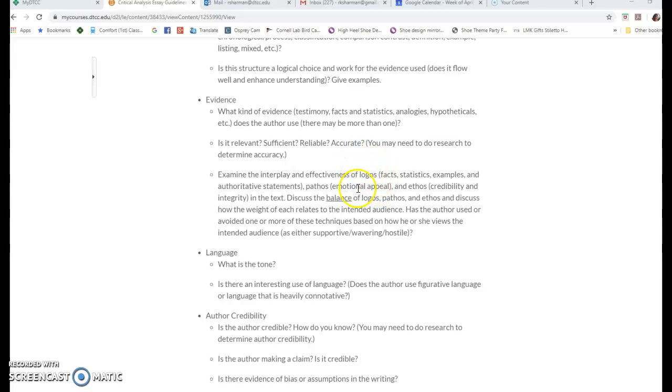Is logos being used mainly? Is there pathos? Is there ethos? And again, describe examples of the author using those various appeals. Which one does the author use primarily, and what is the effect of that on the validity of the author's claim?